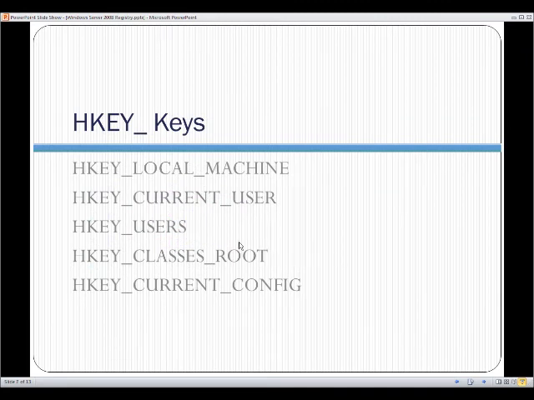So the H keys are local machine, current user, users, classes root, and current config. The local machine contains information about your drivers, your interrupt requests used, setup configs, and your BIOS version. Current user is the desktop configurations for the currently logged user. Users are all the users that are on your machine. The classes root contains data for associated file extensions with programs. And your current config is the current hardware profiles.